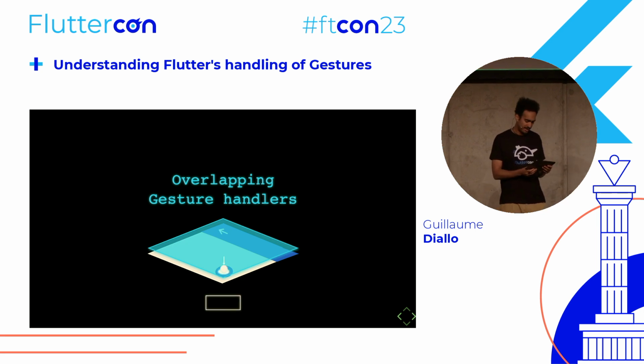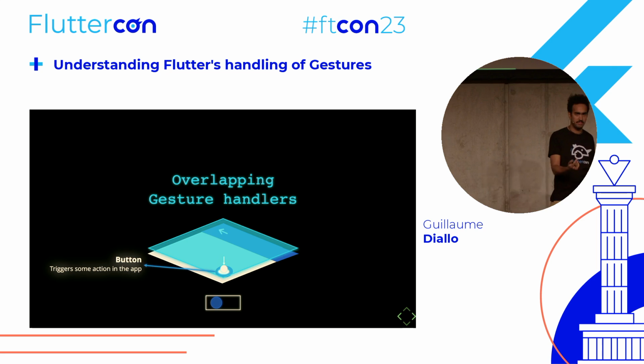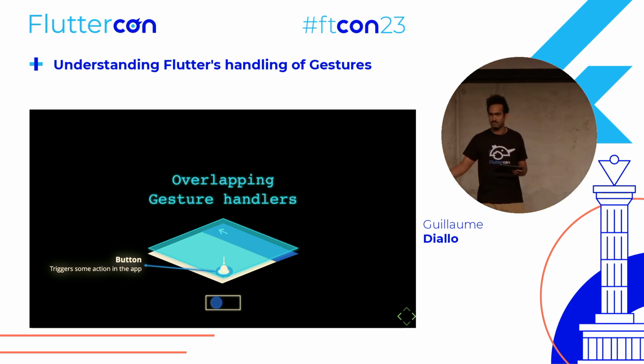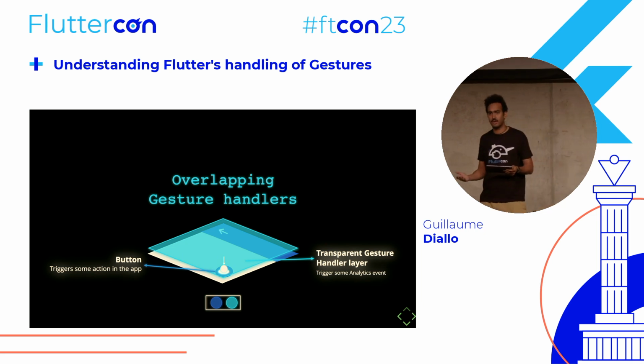So that means that if I tap here, I want that button to react to my tap and do its button job, trigger some action in the app. And I want the overlaying layer to also handle the gestures and to be able to trigger some analytics event saying somebody tapped at that position on the screen.